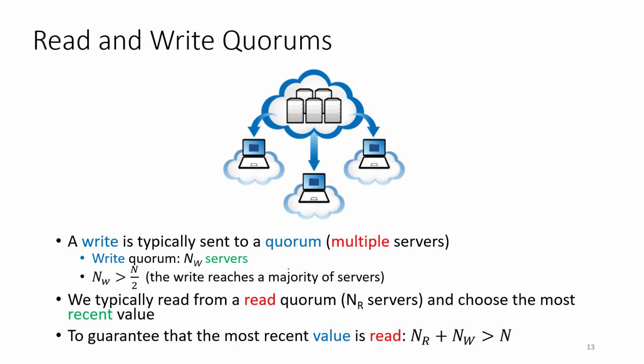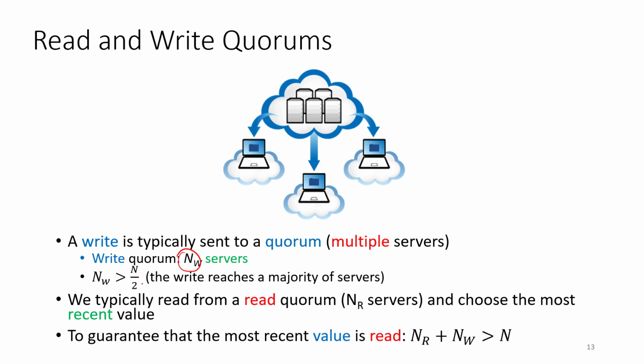So then, after we have discussed the consistency models, we should cap this discussion with a discussion on quorums. So what is a quorum? A quorum in a meeting is basically the minimum number of people who need to be present in a meeting to make a decision. We can do the same if you have a bunch of servers. What we can do is have a write quorum of NW servers.